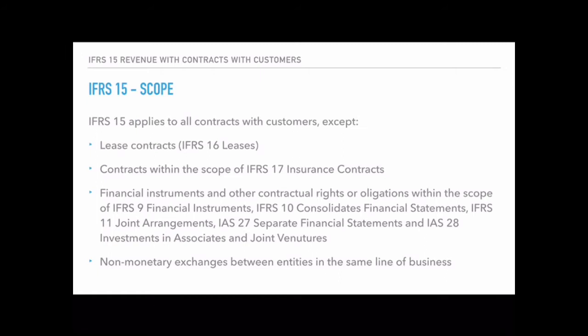Now let's talk about the scope. IFRS 15 applies to all contracts with customers except for lease contracts, contracts within the scope of IFRS 17 insurance contracts, and items within the scope of the following standards. If a contract falls within the scope of IFRS 15 and also another standard, first, use the measurement requirements from the other standards, then apply the IFRS 15 standard. However, if the other standard doesn't give any guidance on how to separate or initially measure the contract at all, then simply apply the IFRS 15.